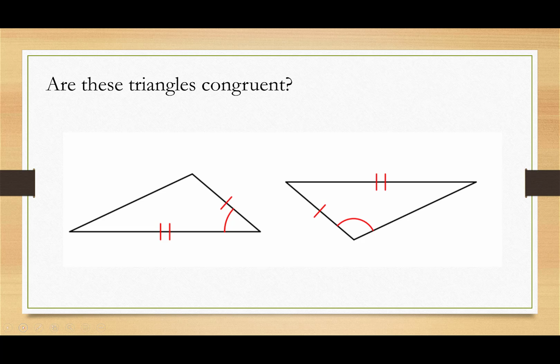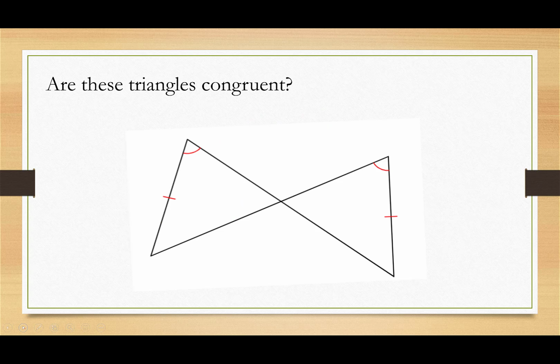Take a look at these two triangles. Notice that there are two sides that are congruent, and notice that in this first one, the angle is the included angle between the two sides. This angle, even though it has a congruent marking, is not included in between the leg that has the two congruent marks and the leg that has the single. Because of that, and because we don't know any other information about the other angles or the third side, we conclude these are not congruent triangles.